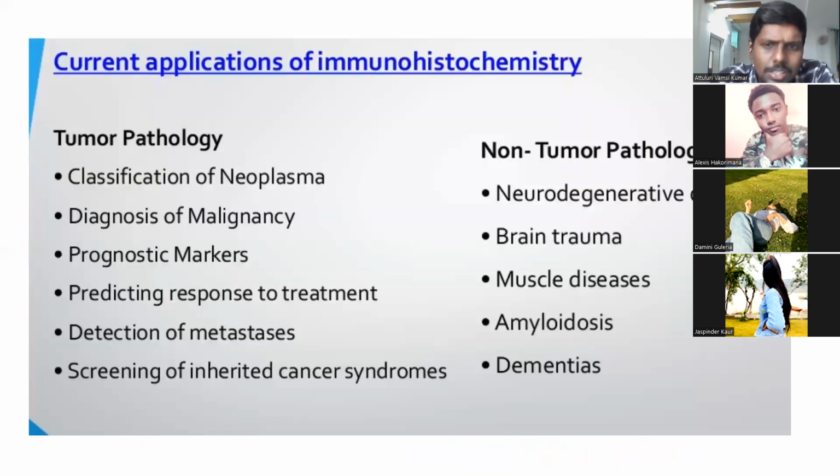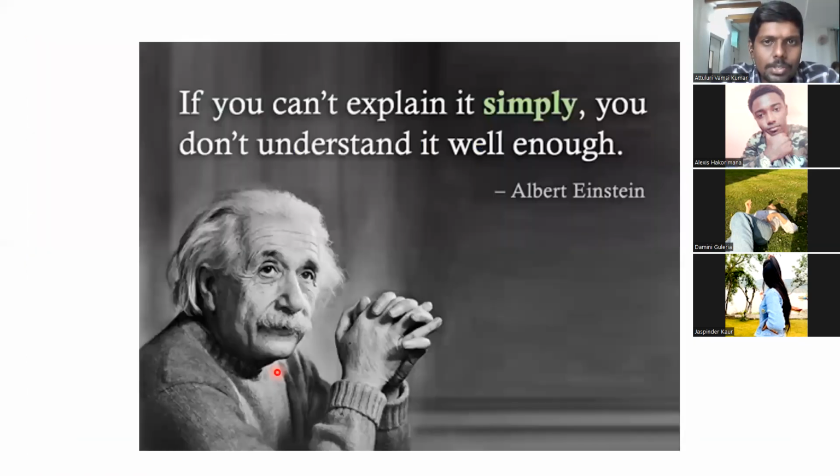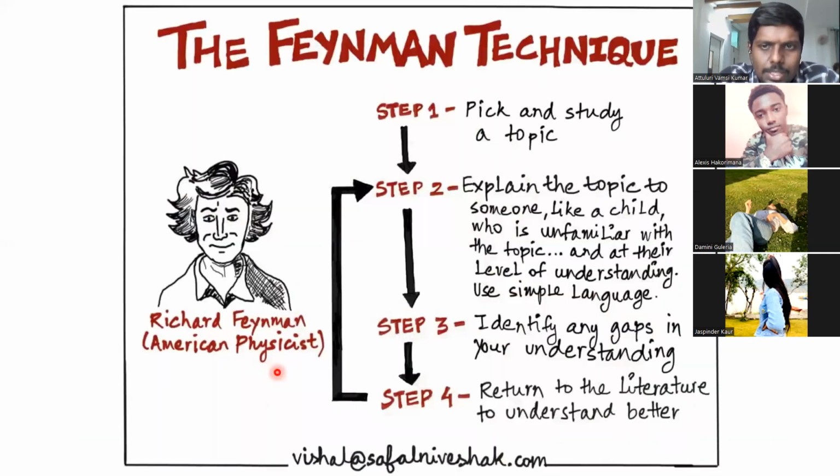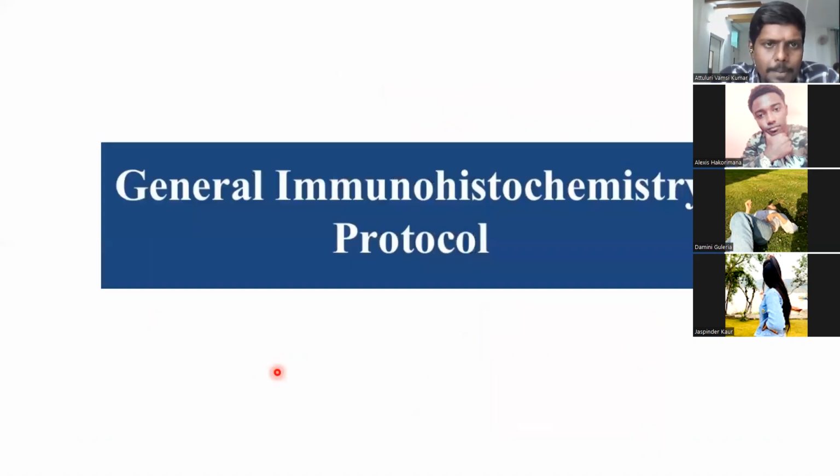Other things we discussed: amyloidosis, dementia, and muscle diseases can also be detected with the help of immunohistochemistry. So this is what we discussed so far, and we had a brief session on research aptitude, the role of research in masters. And we discussed the general immunohistochemistry protocols.